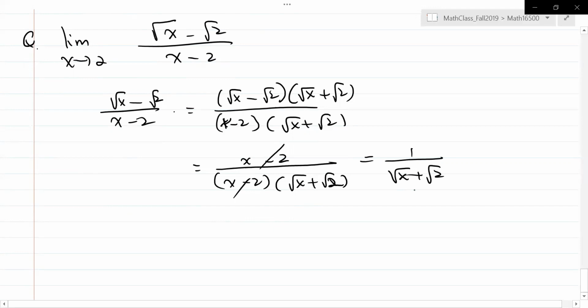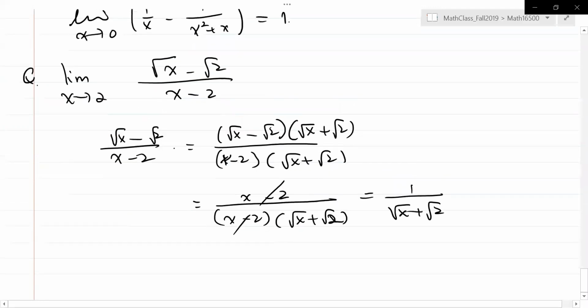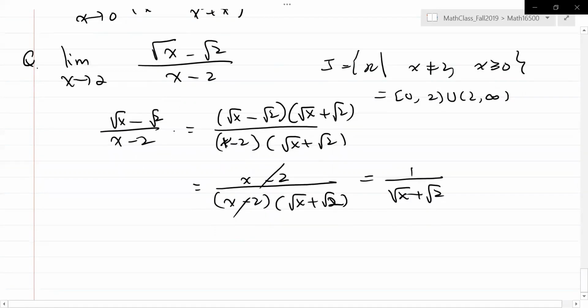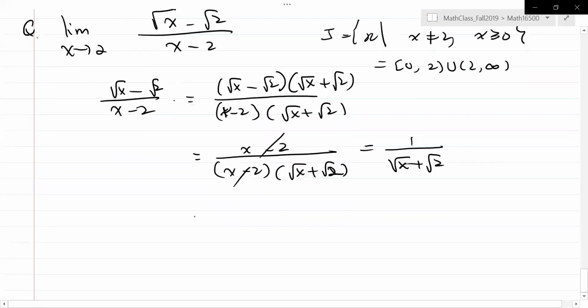In order to get the factor of x minus 2 from the numerator, you have to multiply the numerator by square root of x plus square root of 2. So look at this function. The domain of this function is the set of x where x is not 2, and x cannot be negative. So the domain consists of two intervals, from 0 to 2 and from 2 to infinity. So you cannot directly plug 2 for x into the function to evaluate. You have to look at the simplified one.